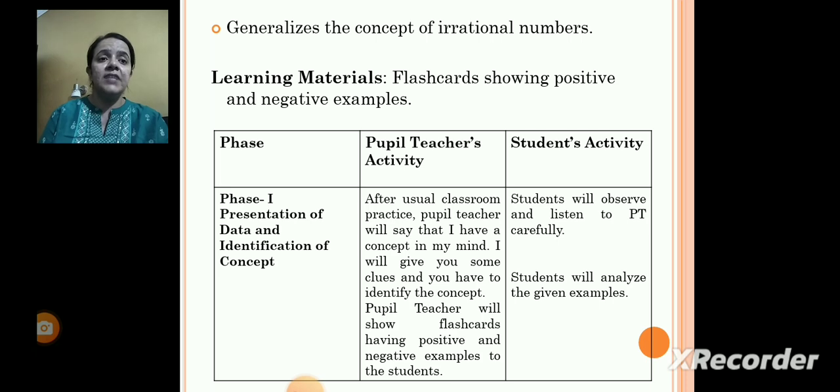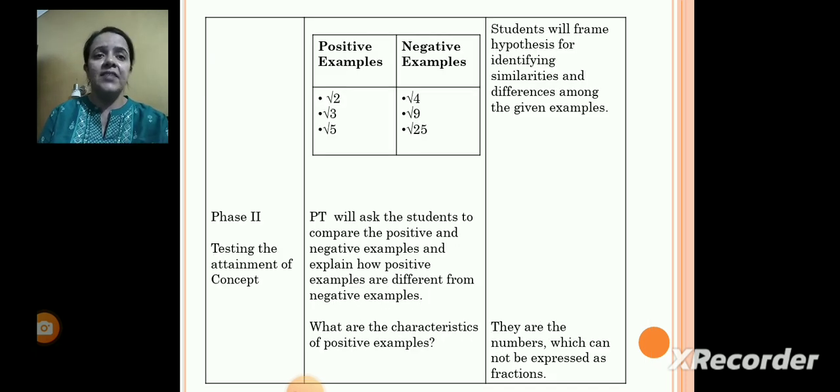So in the students' activity, students will observe and listen to the PT carefully and they will analyze the given examples. So here are the examples, positive and negative. In the positive example, the PT has written irrational number, and the negative examples are not related to the topic. So students will frame hypotheses for identifying similarities and differences among the given examples.